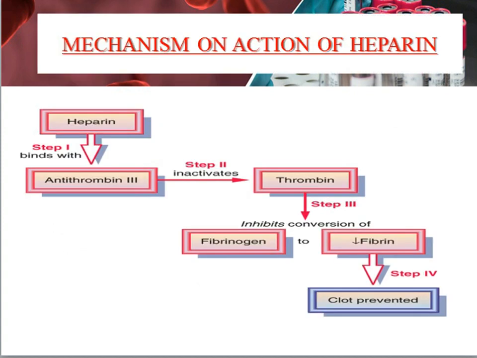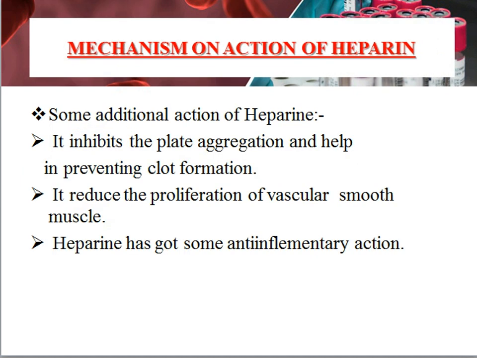Next is the mechanism of action of heparin. Firstly, in step 1, it binds to antithrombin 3, which inactivates thrombin. In the next step, it inhibits the conversion of fibrinogen to fibrin, which will stop or prevent clot formation or coagulation of the blood. It also inhibits platelet aggregation and helps prevent clot formation, reduces the proliferation of vascular smooth muscle, and has some anti-inflammatory action.